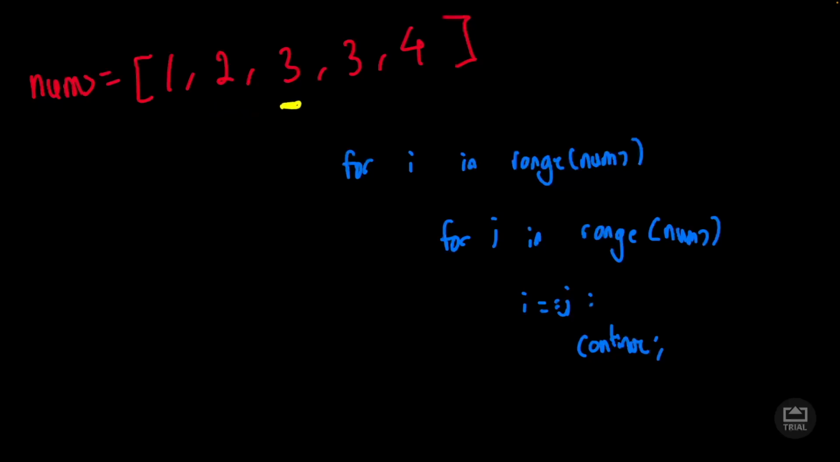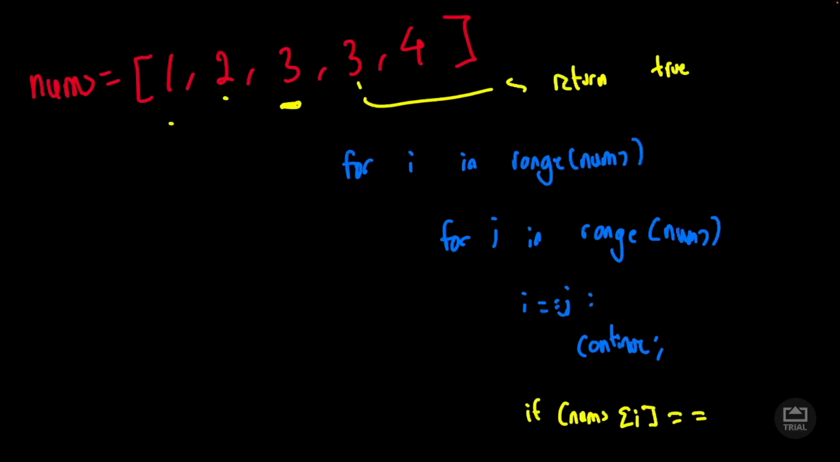Now we get here to 3. We compare it to 1, it's not 1. We compare it to 2, it's not 2. But now we compare it to 3, and it's equal to 3, so now we can return true, since there is a duplicate in the array. What this would look like in code is: if nums[i] is equal to nums[j], then we would return true in this case.